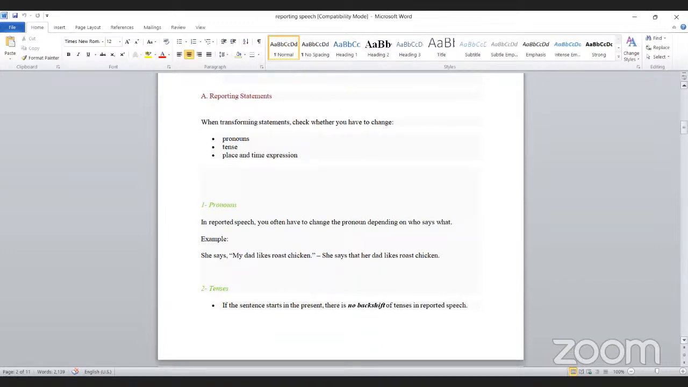Pronouns ගැන කතා කරොත් in reported speech you often have to change the pronoun depending on who said it.